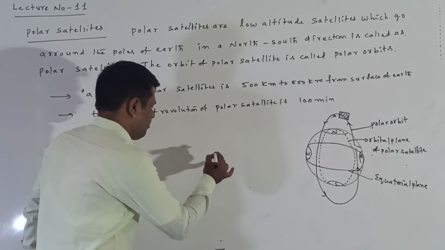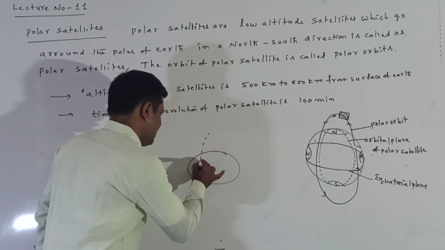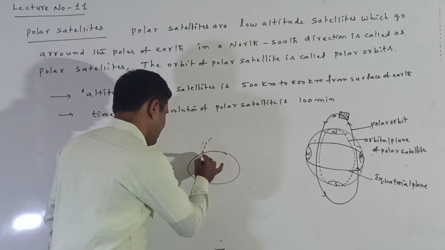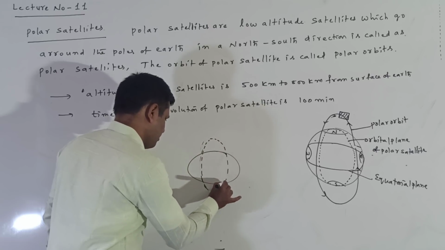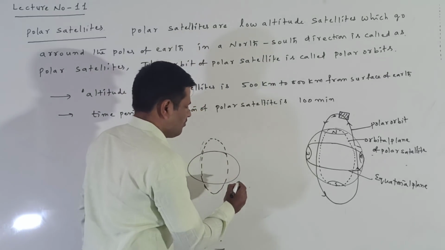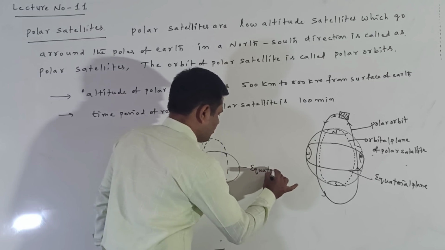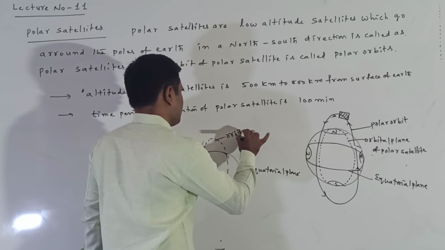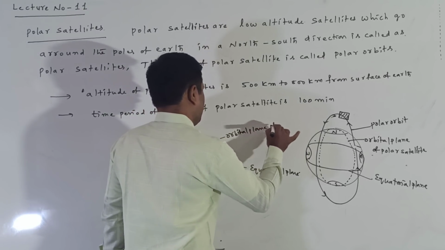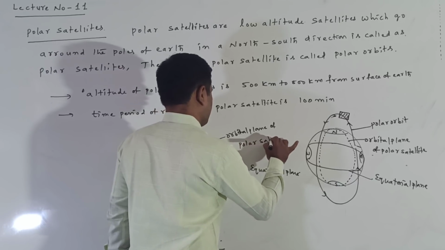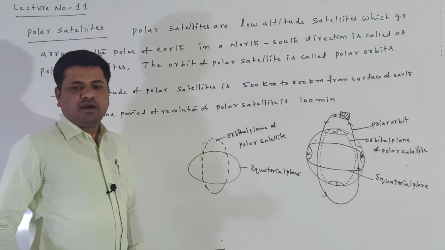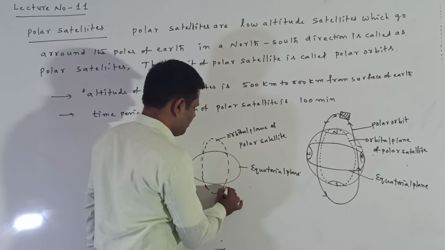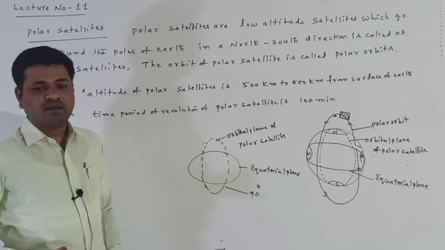Now this is the equatorial plane. This is one plane we are considering. Another plane we are considering like this. This plane is called the orbital plane of the polar satellite. The angle between these two is how many degrees? We can observe here, the angle between these two is 90 degrees.